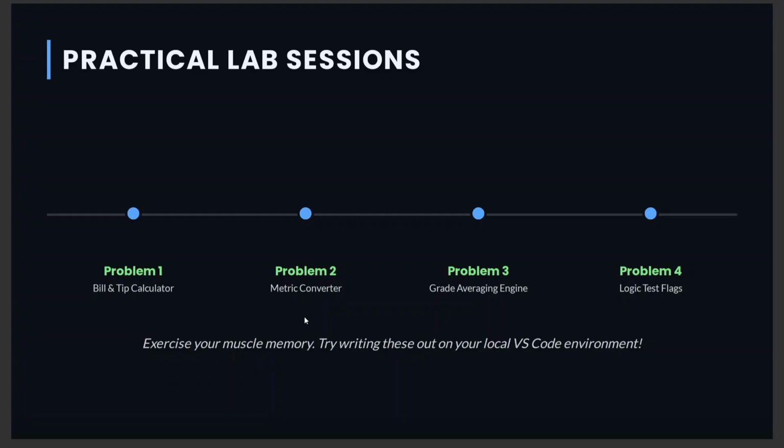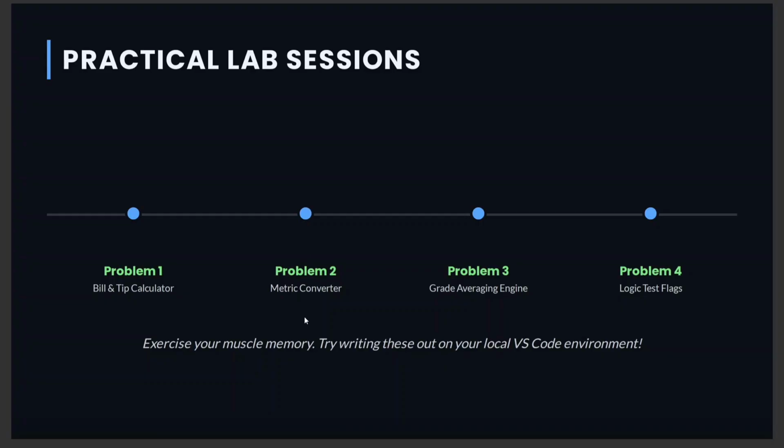Our second challenge is a metric converter. The real world scenario: imagine you are road tripping in a foreign country. The road signs are in kilometers, but your car dashboard only shows miles. We want a program where we can type in kilometers and get miles back. Now let's look at the IPO model for this.